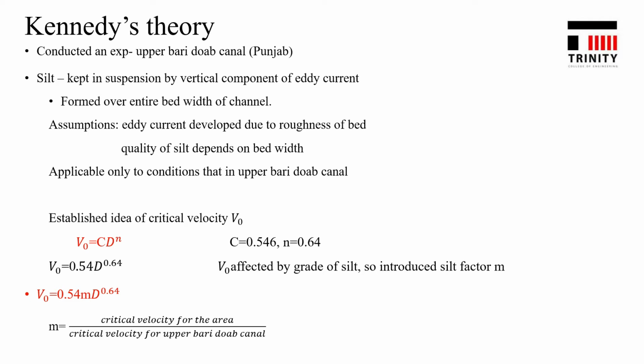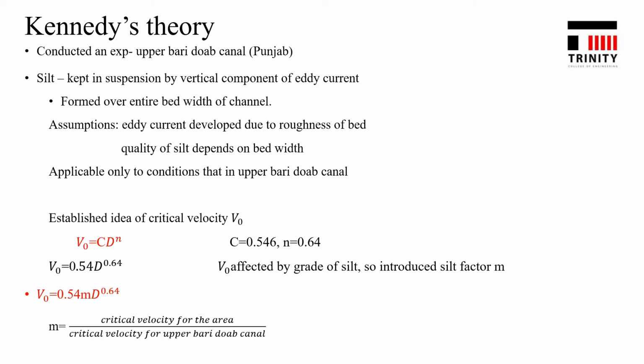He established an idea about the critical velocity, expressed as V0, which will make a channel free from silting and scouring. That is, V0 is equal to C D raised to N, where C is a constant equal to 0.546 and N is equal to 0.64. Therefore, V0 will be written as V0 equal to 0.54 D raised to 0.64.